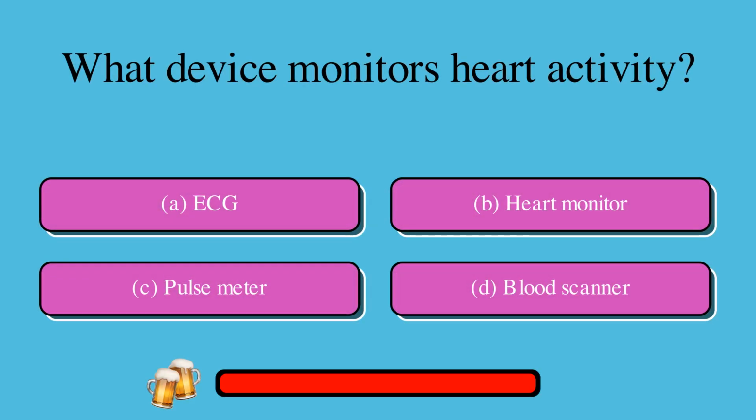What device monitors heart activity? A. ECG, or B. Heart monitor, or C. Pulse meter, or D. Blood scanner? The correct answer is A. ECG.